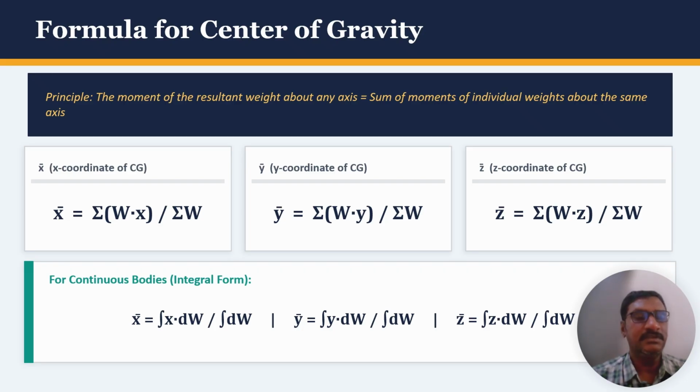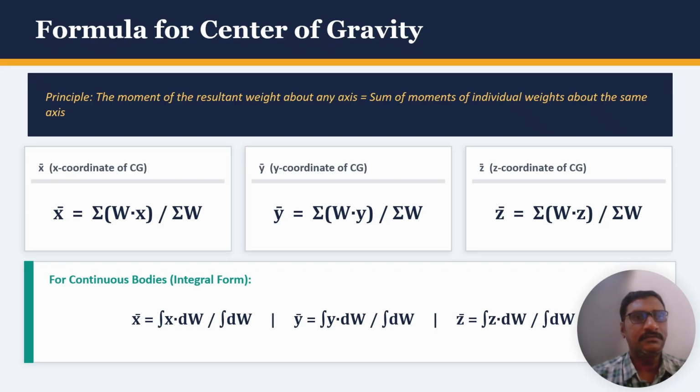That itself equals the algebraic sum of Wi and xi. Therefore x bar equals sigma Wi into xi divided by sigma W. Similarly, taking moments about the xz plane, that is your y bar. Similarly we can get the same equation: y bar equals sigma Wi into yi divided by sigma W. And about the xy plane, z bar equals sigma Wi into zi divided by sigma W.